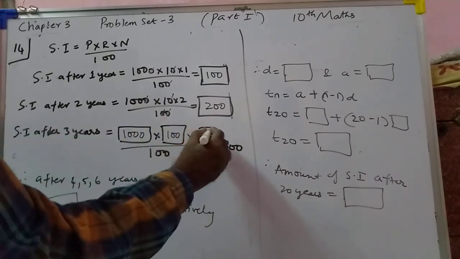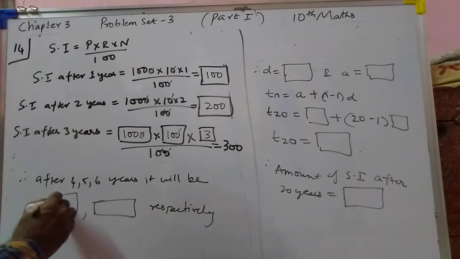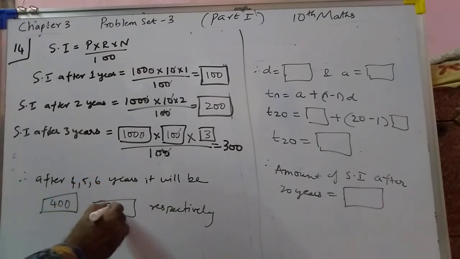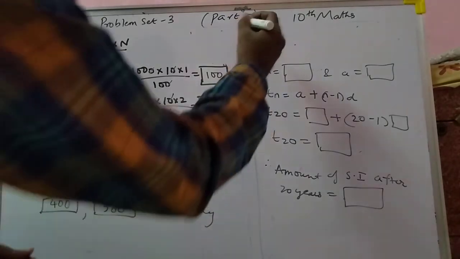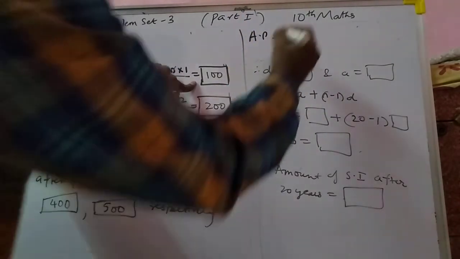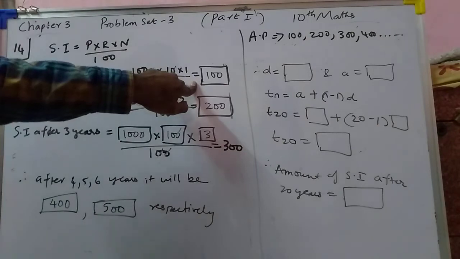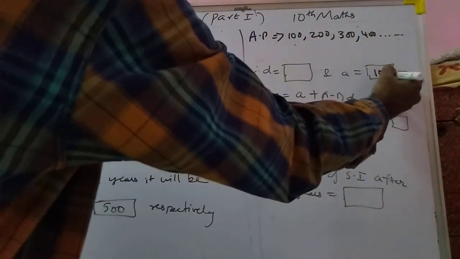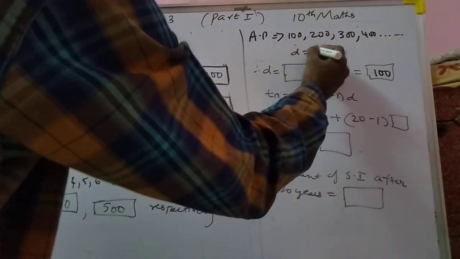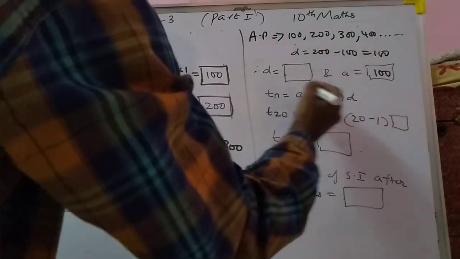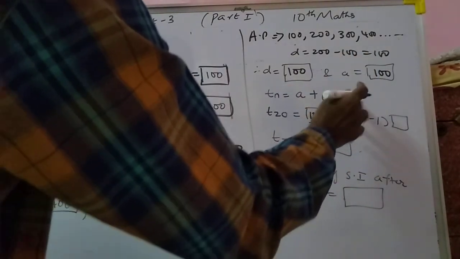After 3 years, 3, cut this, that's all. So similarly for the 4th year it will be 400, for the 5th year it will be 500. It will go on like this. So what is the AP? Our AP is, starting from here, 100, 200, 300, 400, and it will go on like this. So a is 100, d is 200 minus 100, that is also 100. Now you have the formula: a is 100 and d is also 100.